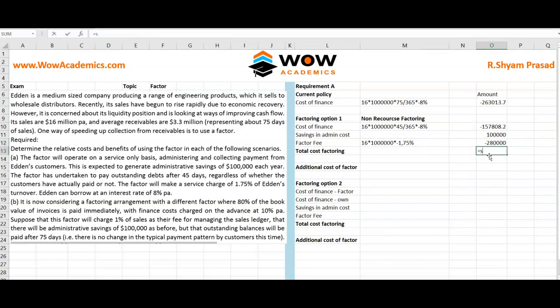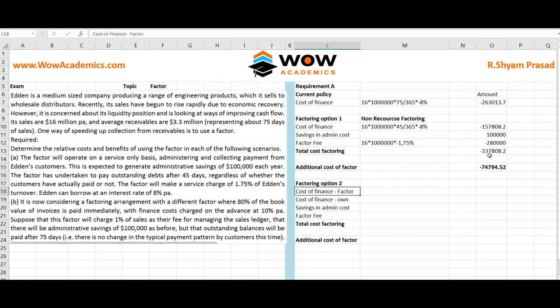We'll get the sum of all this. So the sum comes to 3,37,808. So what is the additional factor cost? The additional factor cost is this number minus the existing finance cost. So we'll get the answer. The answer comes to 74,794. So that's about the additional cost of factor in option 1.